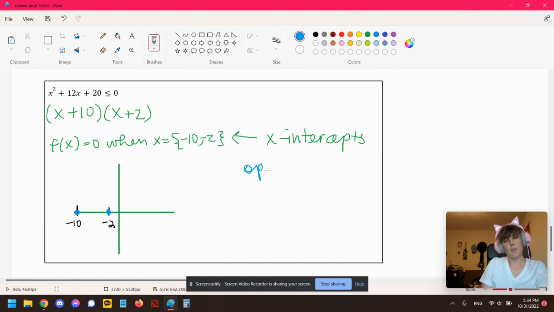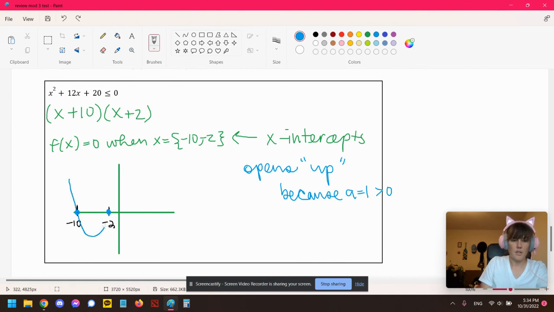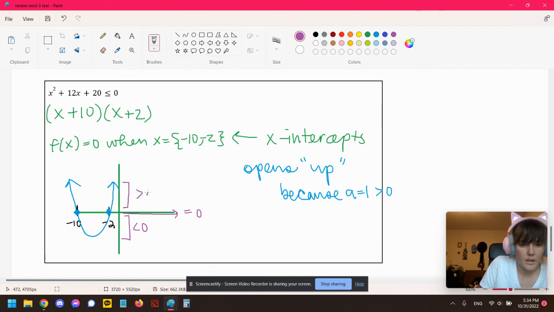And I know that this opens up because our a is bigger than 0, right? We don't have a negative number right here. So we know that whatever the vertex is, or whatever the y-intercept is, certainly our function will look kind of like this, right? So now we know it's below 0 down here, it's equal to 0 right here, and it's above 0 at all these places.